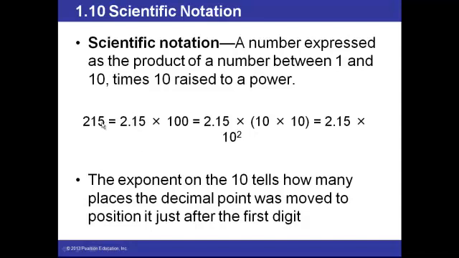To get that number, we have to move the decimal place over 2 places. So our exponent on the 10 is going to be the number 2. We could say that this is equal to 2.15 times 100, or 2.15 times 10 times 10. So there are 2 tens, and we represent that as 10 to the 2. Our scientific notation is 2.15 times 10 to the power 2.